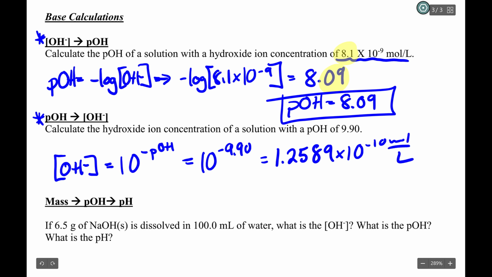Now, our question here has 2 decimal places as a pOH, so I need 2 significant digits. The 5 would round up, and our final answer would be the hydroxide ion concentration is equal to 1.3 times 10 to the negative 10 moles per liter.